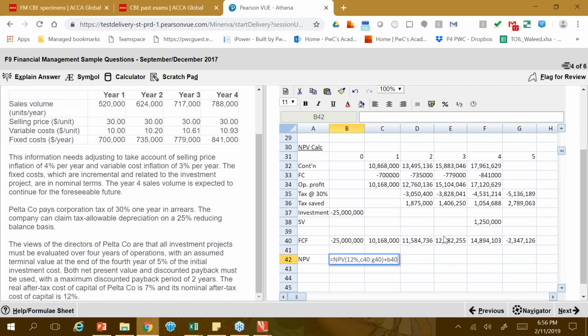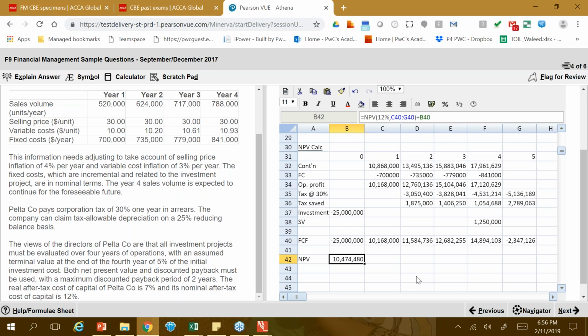So once you do this and get your NPV, it comes out to be 10,474. So 10,474 is the NPV here, and that's it. This will give us 1 mark, and that will complete our 9 marks on this question. So we're done with another NPV.